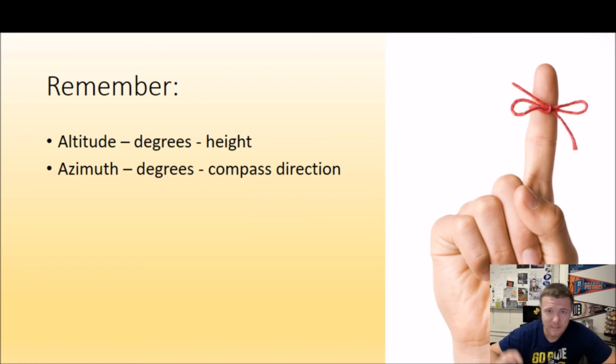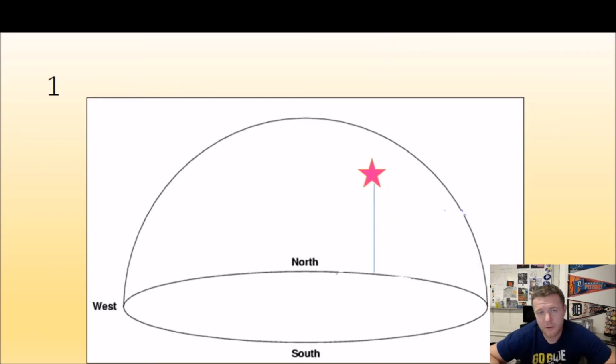Remember, altitude is how far above the horizon something is. Azimuth is which direction am I going to be facing, starting at 0 is north. I want you guys to make a prediction where you think that star is located.